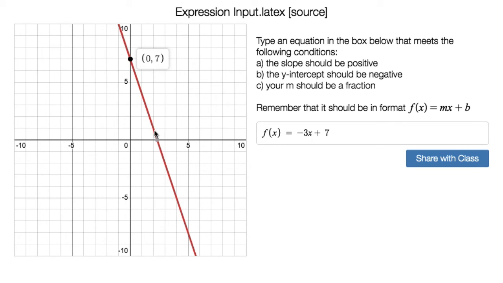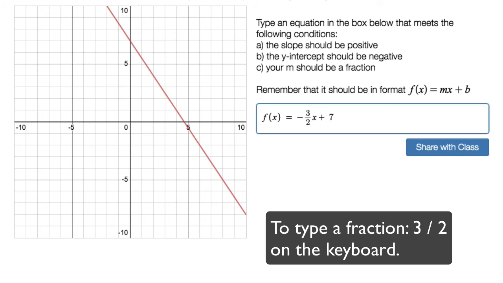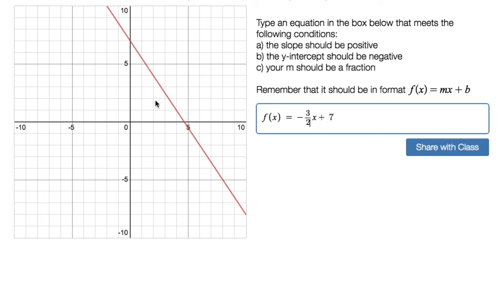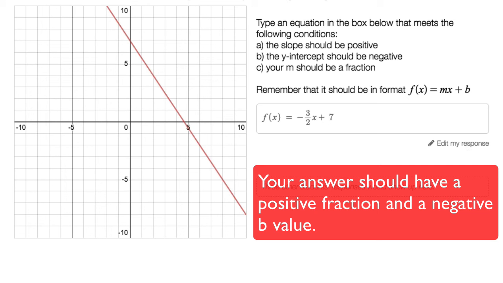Right now my slope is negative because I did -3, so you're going to have to put a positive number in here. And also they want it to be a fraction. So in order to write a fraction, you have to hit 3 over 2. And the way you hit the over key is the slash. So it's got to be a fraction, but make sure yours is a positive fraction and it needs to go through somewhere down here. So you're going to need to change this number to be negative as well and this number to be positive, and then hit share with the class once you're done.